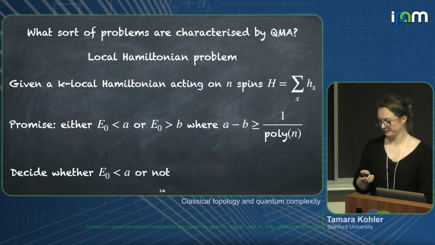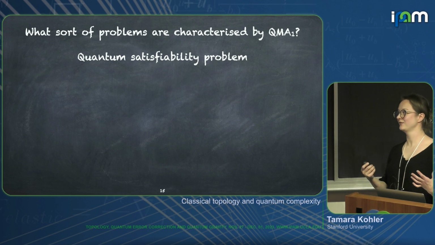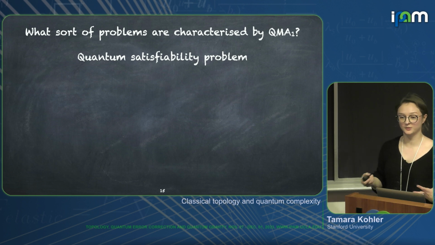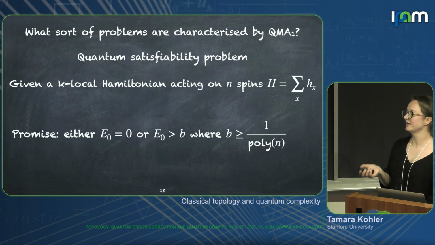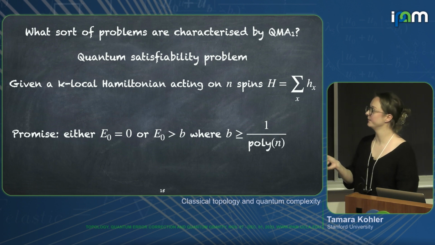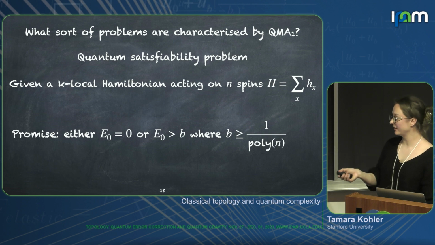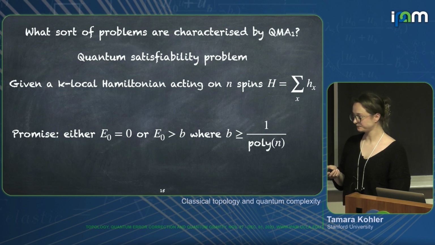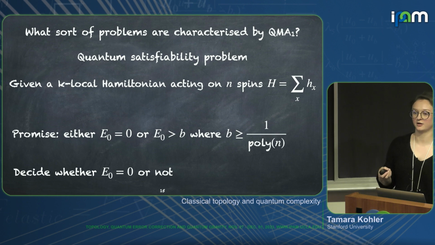What about for QMA1? Well, these two classes, the descriptions are very similar, the names are very similar. You might think the characteristic problems would also be very similar, and you'd be completely right. So here, again, the input is some k-local Hamiltonian acting on n spins. But this time the promise is that either this Hamiltonian is satisfiable, so that means the ground state of this Hamiltonian has energy 0, or the ground state energy is bounded away from 0. And again, you're just asked to decide, is the ground state energy of this Hamiltonian 0 or not?